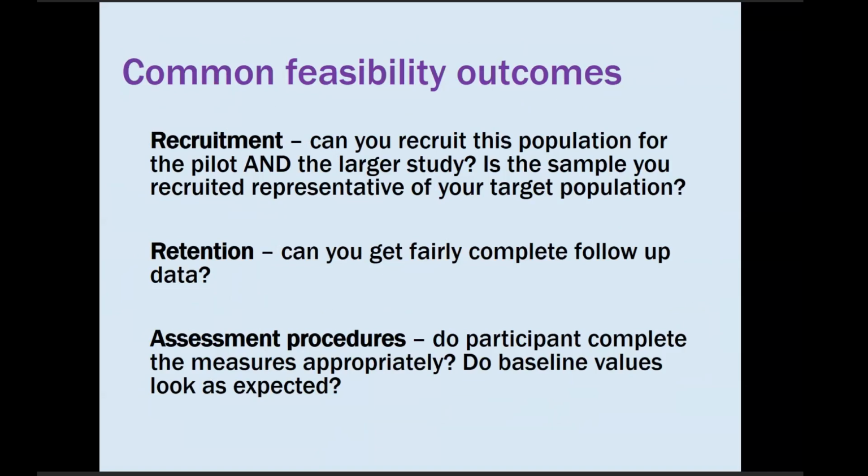But being able to say, well, we tested these procedures on 40, 60, 80 participants and 99% of them were happy to do it. So really getting at, are the procedures feasible and acceptable? If you have a complicated participant flow through a study, do you have the tracking systems and procedures in place to keep track of people? Related to the baseline values looking as expected, you might say, oh, well, I'm using a validated questionnaire measure. That's not going to be a problem for me.